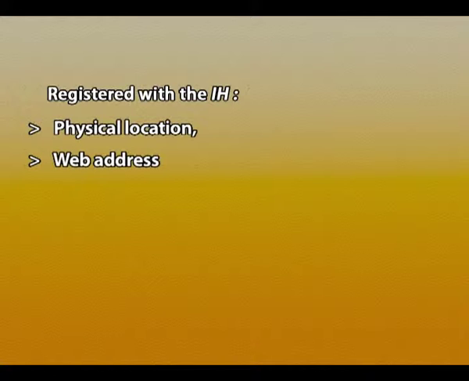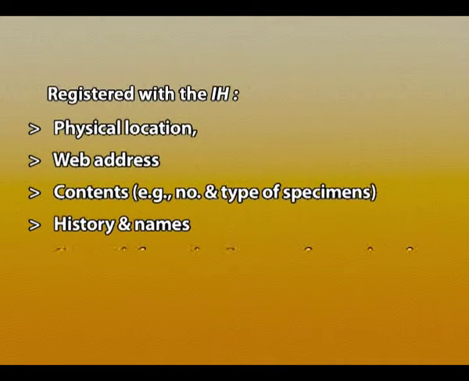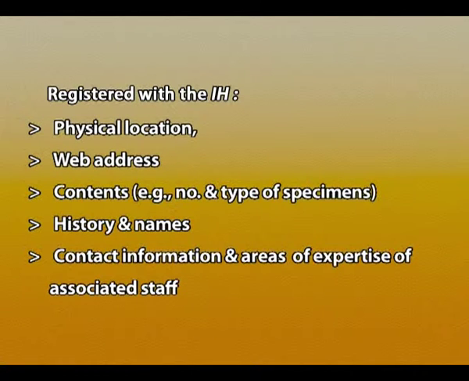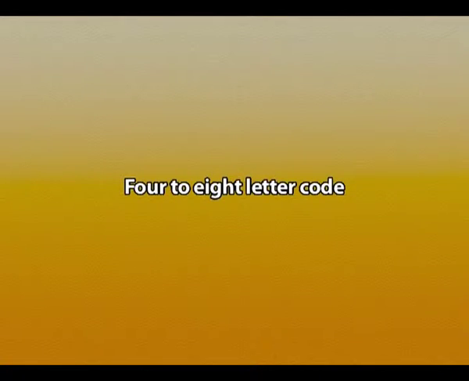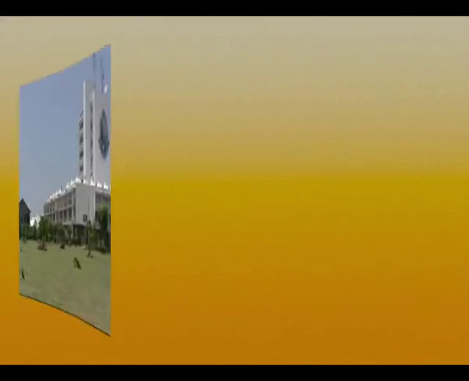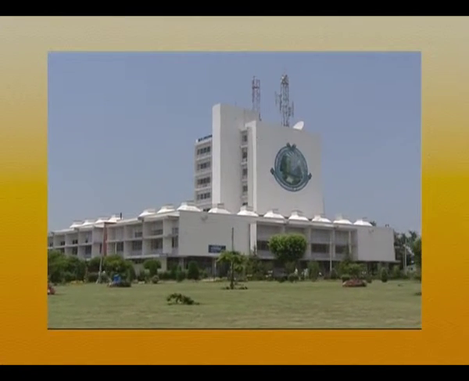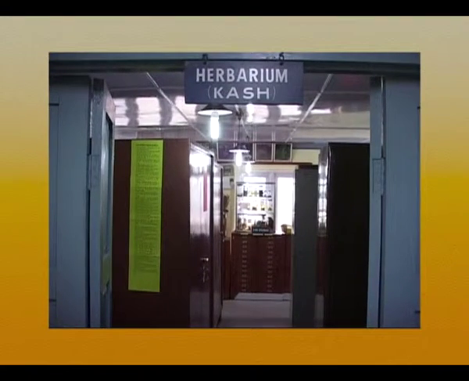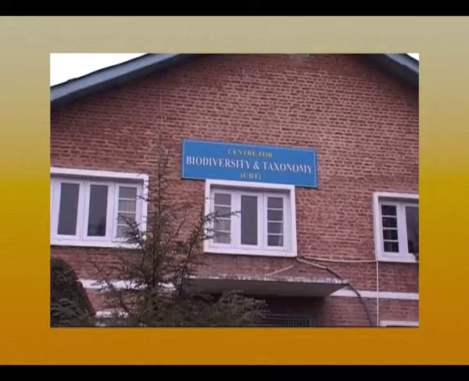For any herbarium to be registered with this Index Herbariorum, it must have physical location, web address, contents like number and types of specimens, history and names, contact information, and areas of expertise of associated staff. Only those plant collections that are permanent scientific repositories are included in the Index Herbariorum. Each institution which is registered under Index Herbariorum is assigned a permanent unique identifier in the form of 4 to 8 letter code, a practice that dates from the founding of Index Herbariorum in the year 1935. For example, in the Kashmir University, we have a herbarium by the name of KASH. It has a code of KASH. It is located in the Center for Biodiversity and Taxonomy.